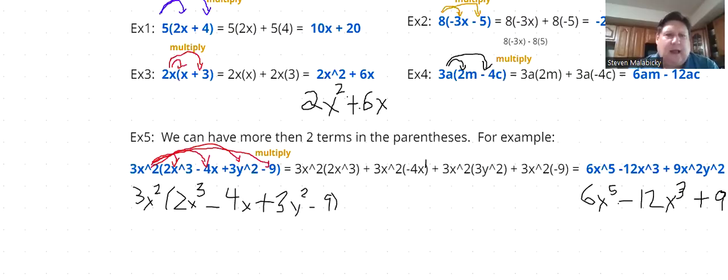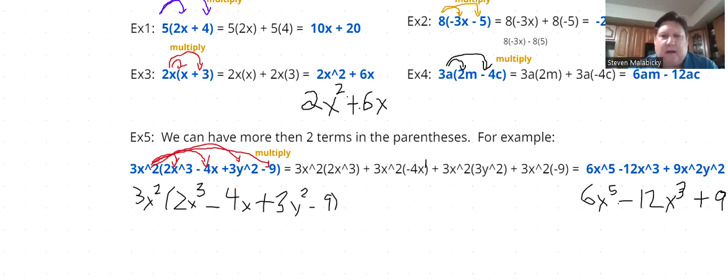As you can see with my arrows, we're going to multiply 3x squared times every term inside the parentheses. So it's 3x squared times 2x cubed, 3x squared times a negative 4x, or if you want to, you can put a minus 3x squared times 4x, 3x squared times 3y squared, and 3x squared times negative 9, or again, you can put a minus right there in the middle and just write 3x squared times 9.